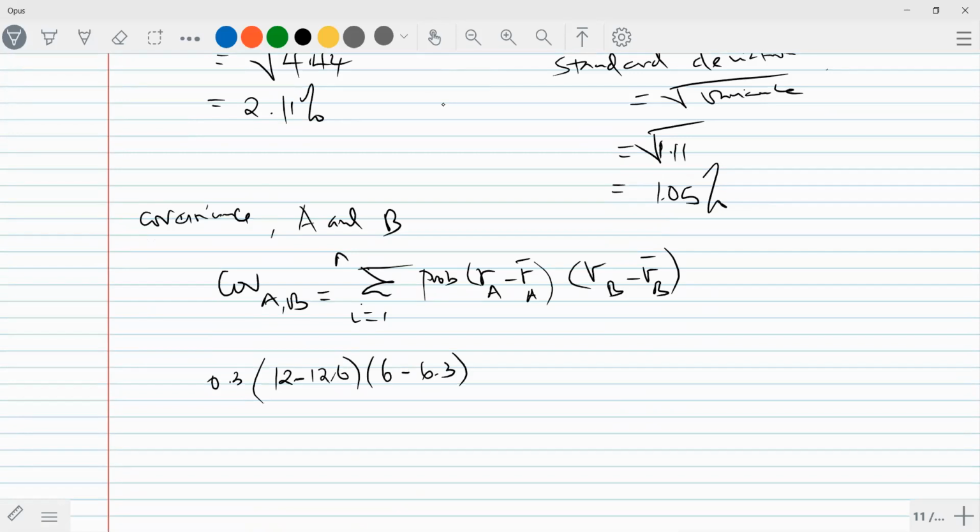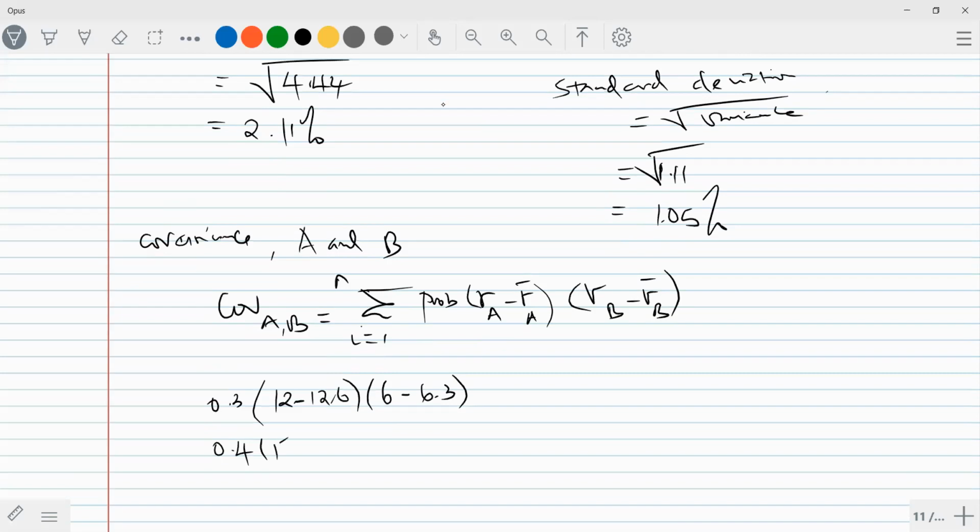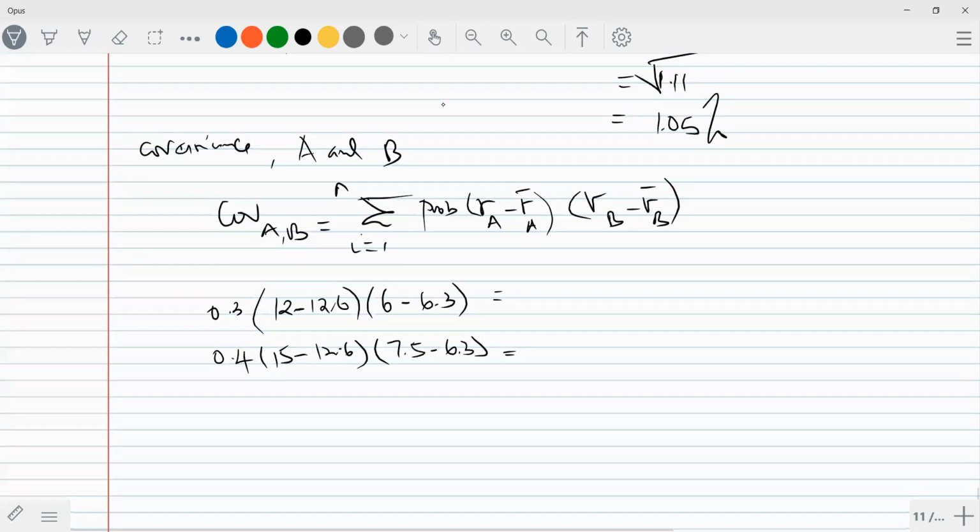Second, the economy can be expansionary. The chance of it occurring is 0.4. The outcome for A will be 15 minus the mean, 12.6. We multiply by the deviation for asset B, where the outcome is 10.5 and the mean return is 6.3. The chance it occurs is 0.3. The outcome for A is 10 minus the mean, 12.6. We multiply by the deviation for asset B, which is 5 minus the mean, 6.3.